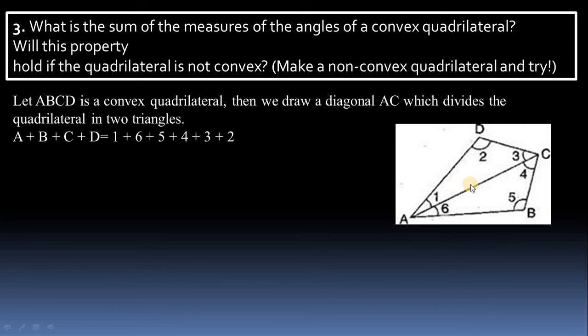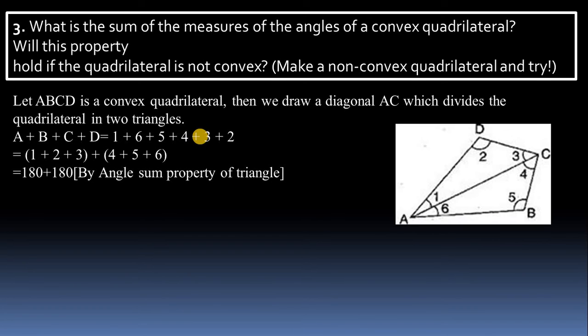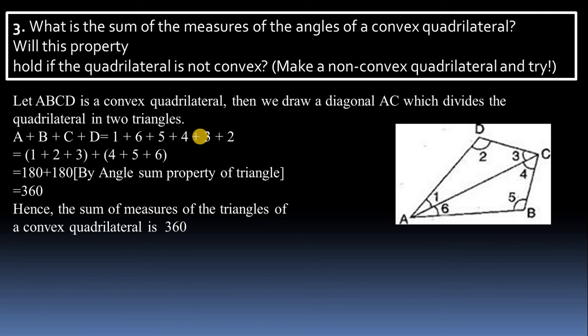If you see that quadrilateral, it consists of two triangles. In one triangle it is nothing but 2 plus 1 plus 3, and the second one is 4 plus 5 plus 6. So according to that you have to arrange that value. 1 plus 2 plus 3 is 180 because it represents one triangle, and the second one is the second triangle. According to the angle sum property of a triangle, the total addition is 360. Hence the sum of the measures of the angles of a convex quadrilateral is 360, which means in short that the quadrilateral's angles total 360 degrees.